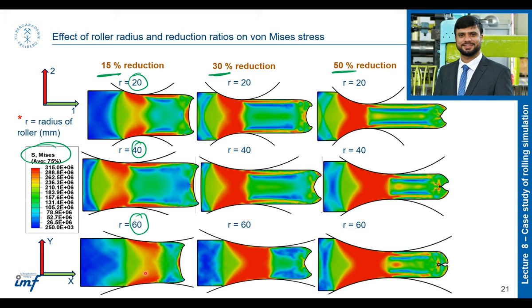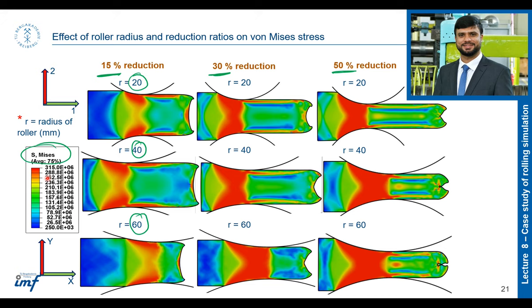relatively lower. So they are around 236, 260 MPa. But when the roller radius is relatively small and the reduction ratio is very large, then the stresses are quite high and concentrated in a very small area during rolling. And you can see here that the values are reaching up to 315 MPa.